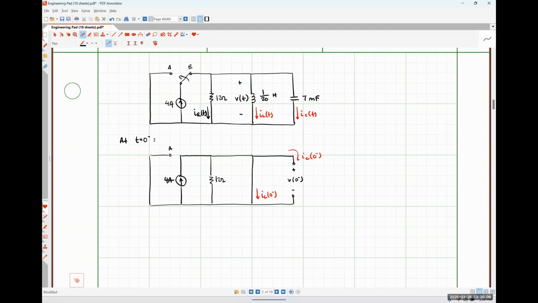Who can tell me what any of these three quantities might be? Well, 4 amps, and then the negative side is 0 amps. So IL of 0 minus is 4 amps. I agree with that. All of our source current will flow through the short circuit representing the inductor. IC of 0 minus is going to be 0 amps because we know that no current flows through an open circuit. On board with that wholeheartedly. Somebody else tell me what's going on with V at 0 minus.